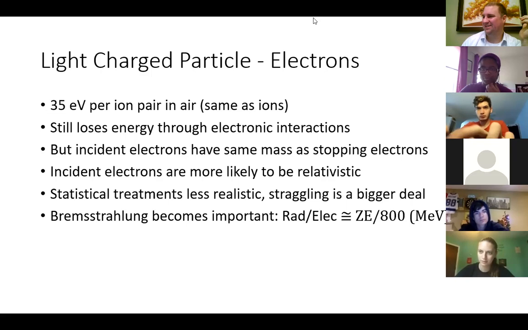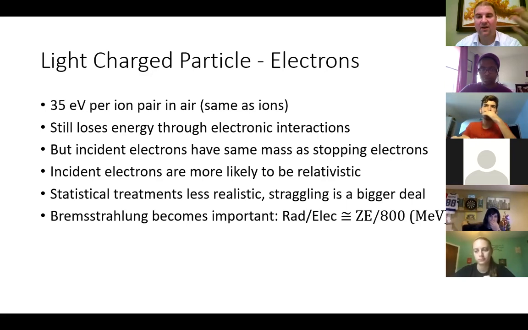That's interesting. If you have a 1 MeV electron entering the material, let's just say it's lead, which has an atomic number of 82, and I'm just going to round and call it 80 to make the mental math easier. 1 MeV beta times 80 for the atomic number divided by 800 gives me about 10%. So for a 1 MeV electron entering lead, it's going to lose about 10% of its energy through bremsstrahlung effects, through radiation interactions, rather than just electrostatic interactions.